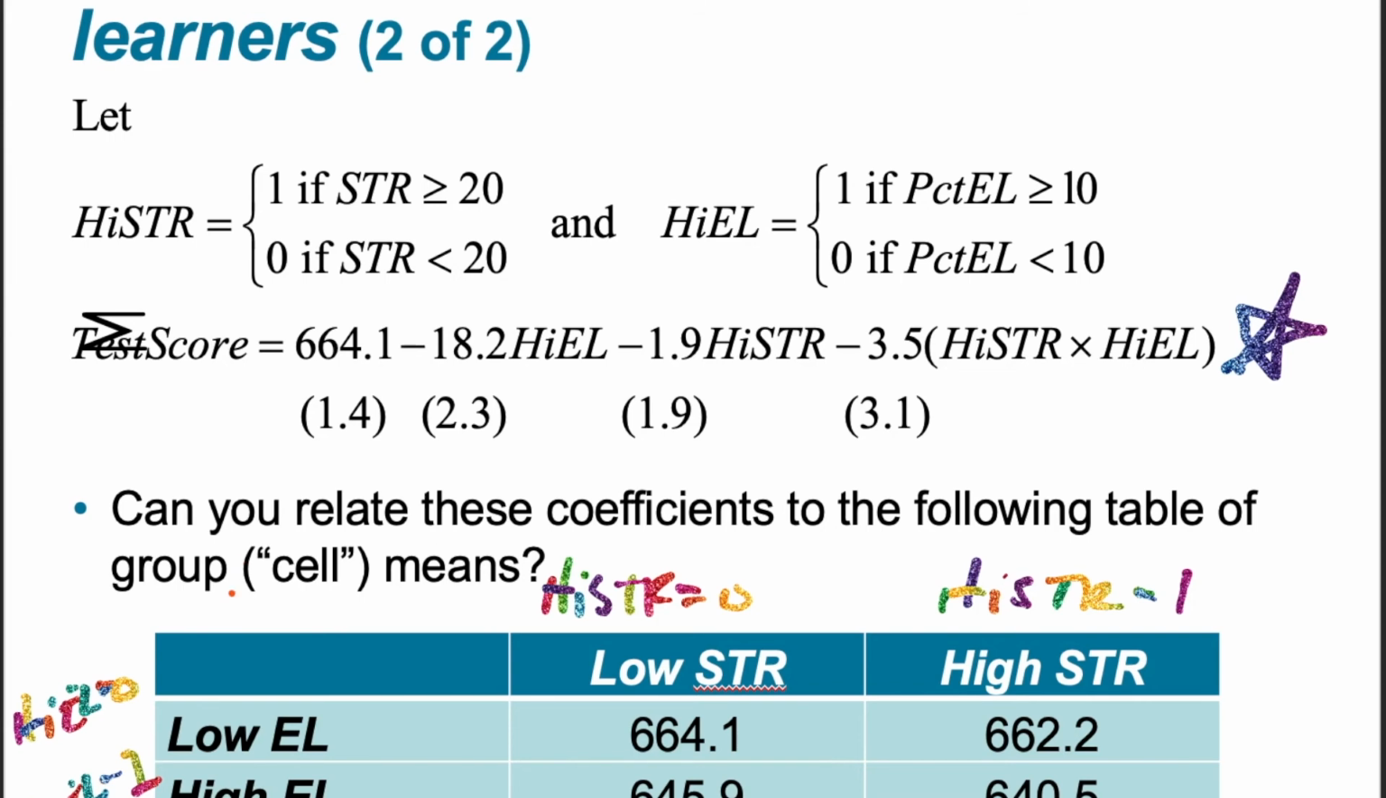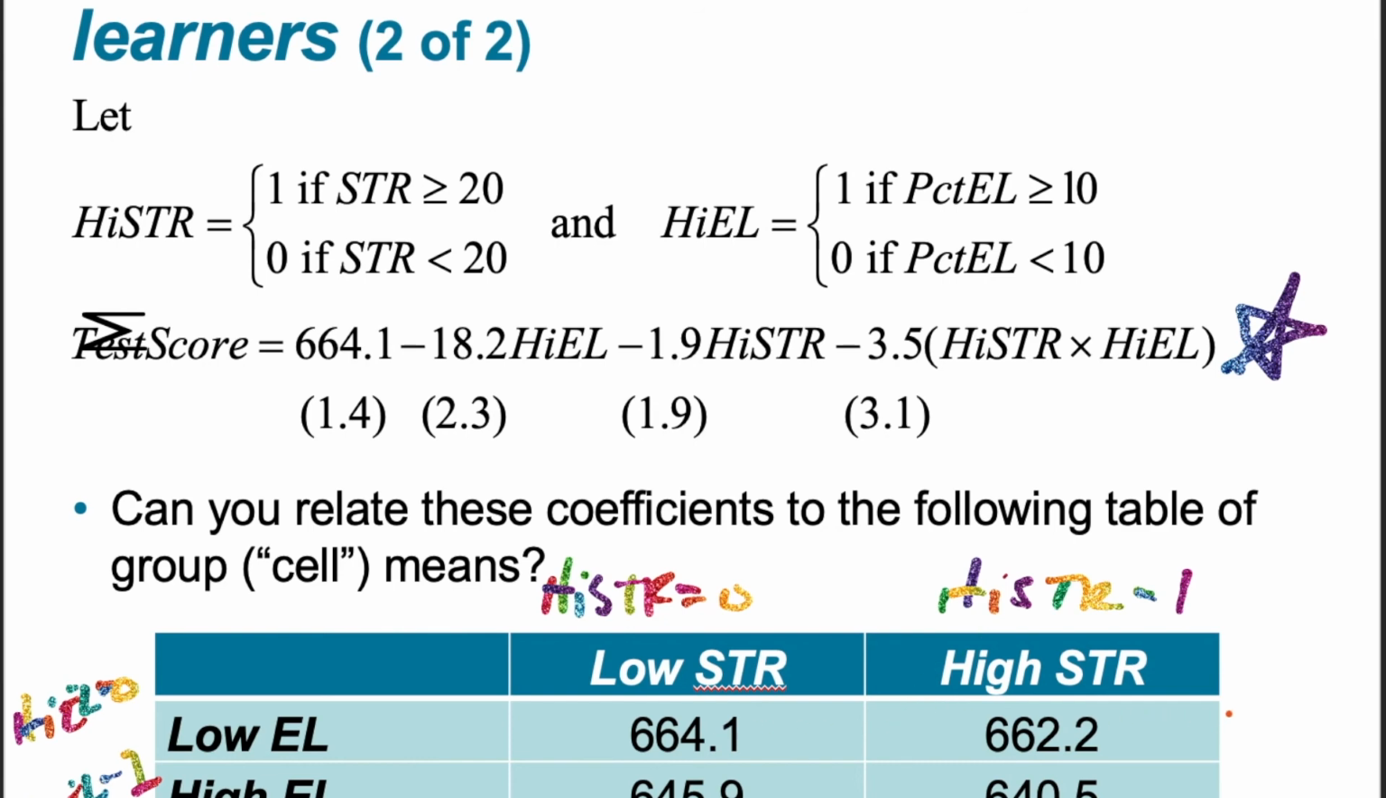Looking at the table, let's begin with the top left-hand corner, where high STR is equal to 0 and high EL is equal to 0. So the second term drops out because high EL is equal to 0. The third term drops out because high STR is equal to 0. The fourth term drops out because both of these are equal to 0, and so all we are left with is the intercept, the constant, which is 664.1. So for the low STR, low EL group, the average predicted test score is 664.1.